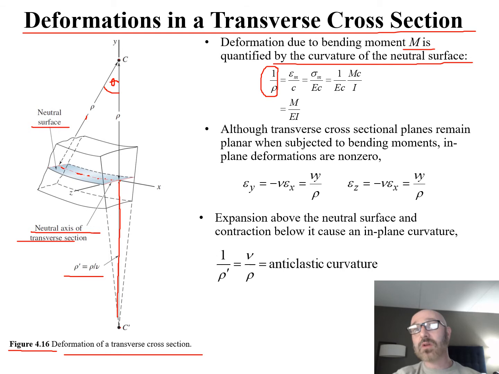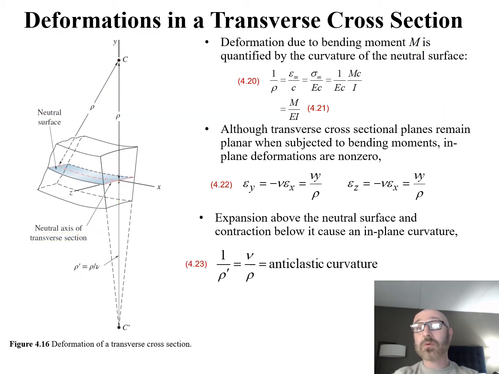And this is equal to, from some other relationships and equations we've done, sigma sub m over E sub c, from some of the previous relationships we talked about earlier in the module. We can then reduce this down and take this as two separate parts. We'll go 1 over Ec, and then sigma sub m is equal to Mc over I from the previous relationships. When we multiply these through together, we have the relationship that 1 over rho is equal to the moment M over the modulus of elasticity times our I value.